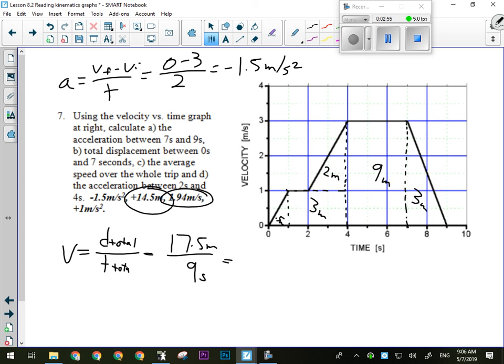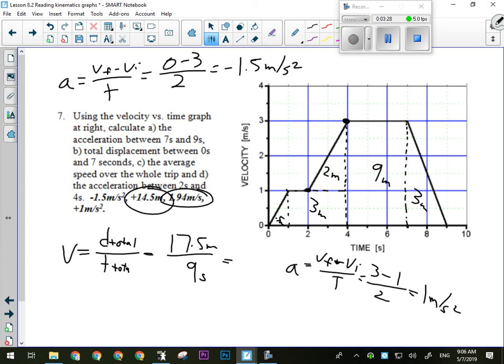And then lastly, it wants to know the acceleration between 2 and 4 seconds. At time 4 seconds, I'm moving at 3 meters per second. So again, we have a equals vf minus vi over t. That'll be 3 minus 1 divided by 2 seconds. So we're looking at 1 meter per second squared as our acceleration during that time.